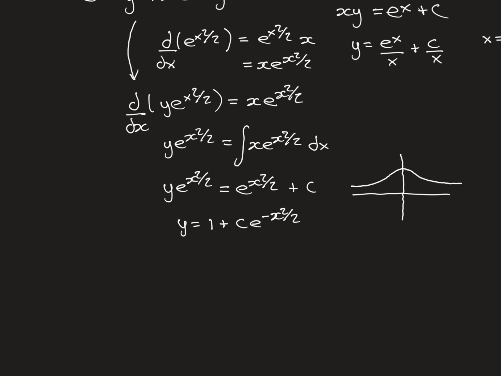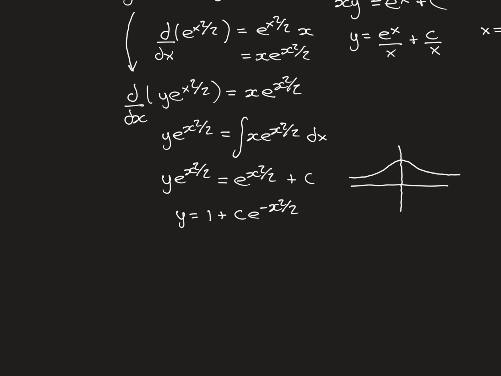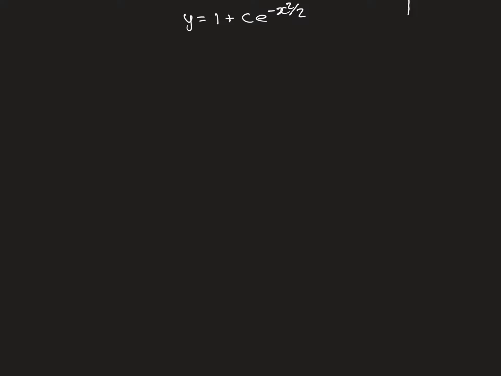So now let's try and generalize this technique to our general first order linear ODE. So we have something now of the form y prime plus, and I'll just write p now, p is a function of x, times y is equal to q.